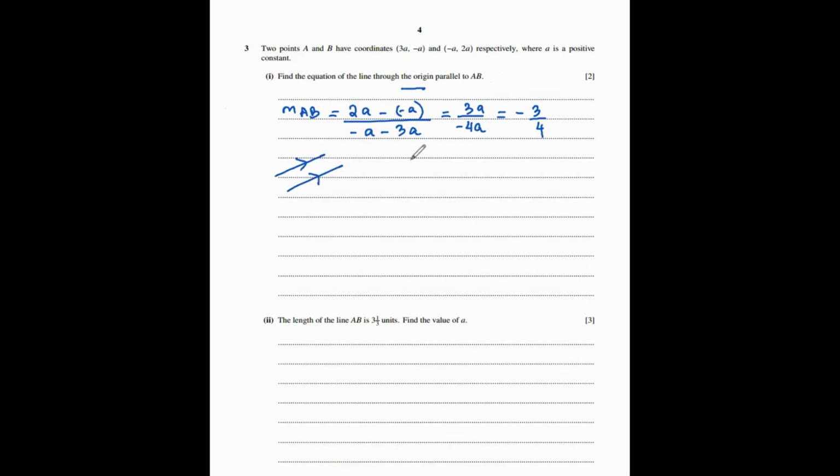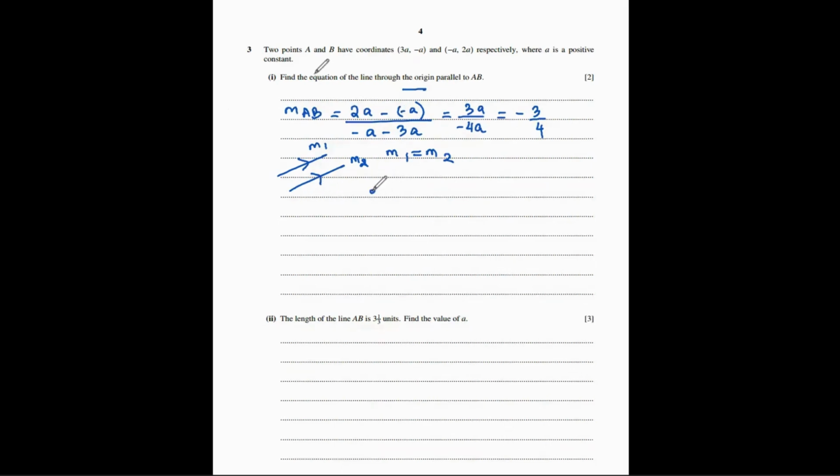If two lines are parallel, their gradients are the same. So m1 equals m2, which means the line that's parallel to AB has the same gradient. That means y equals negative 3 over 4 x plus c. And your c is going to be 0. So y equals negative 3 over 4 x is your equation of the line that passes through the origin and is parallel to AB.